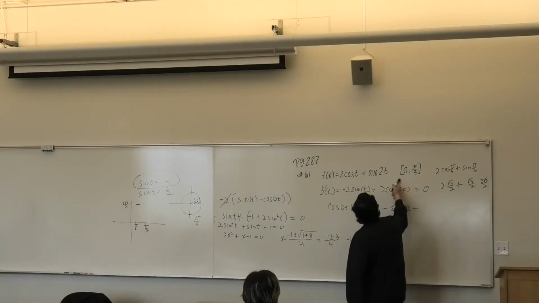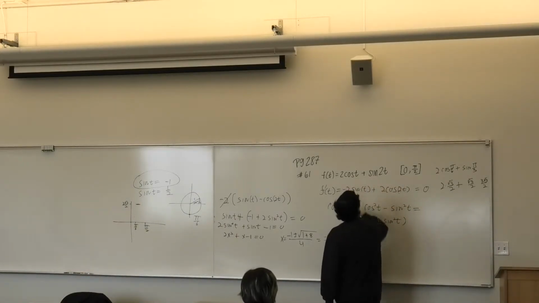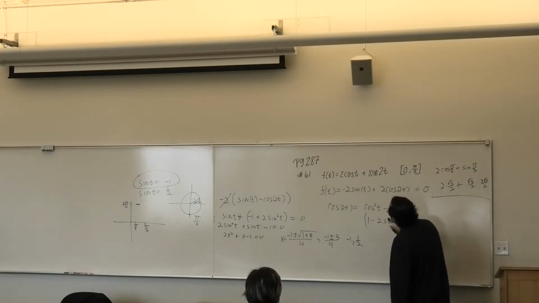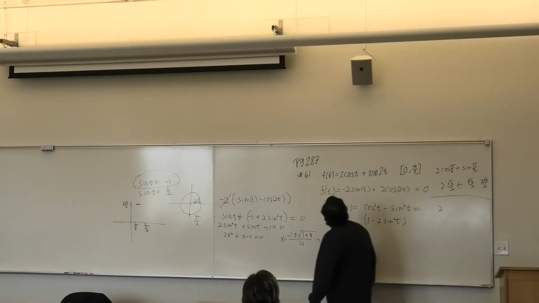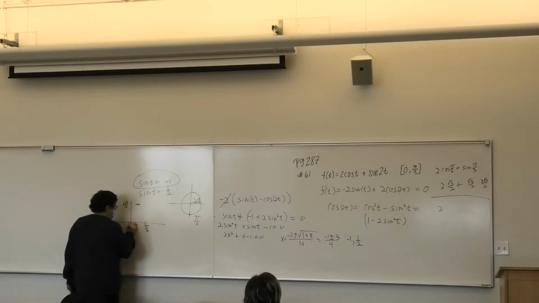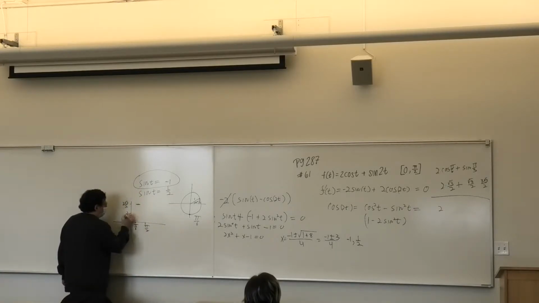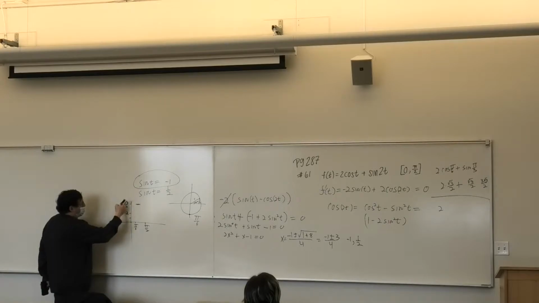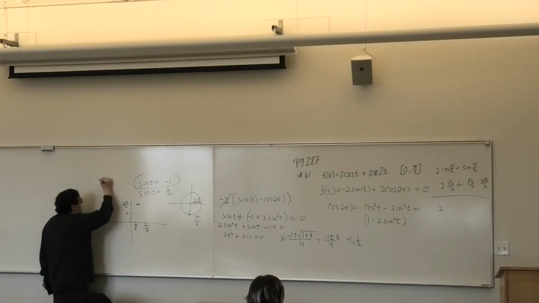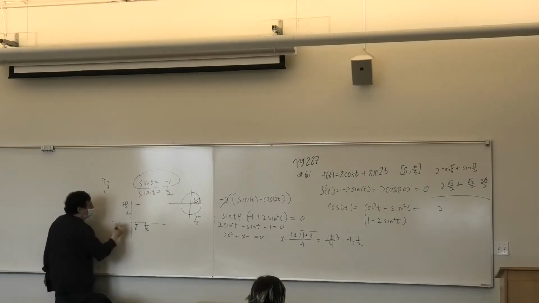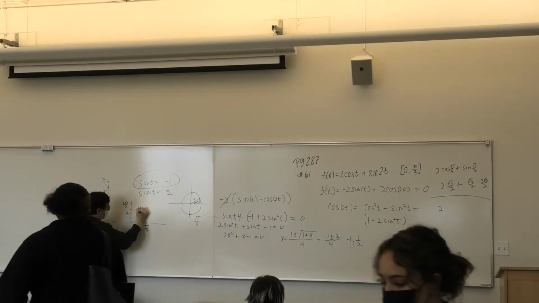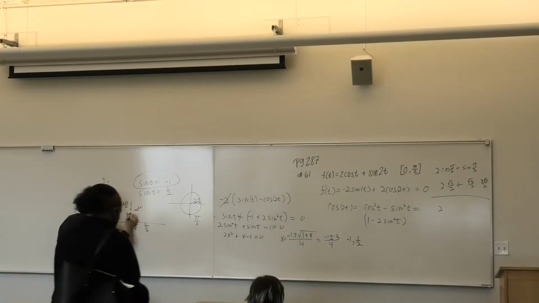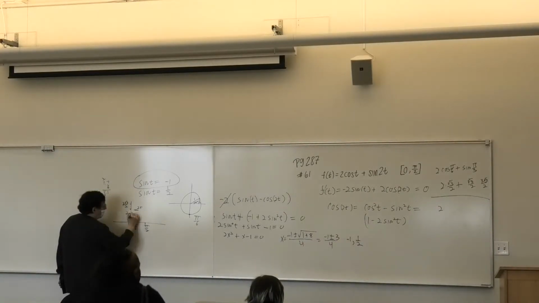We want to find out the endpoints. So cosine of 0 is 1, so this is 2 plus 0. So at 0, this is going to be 2. So now I actually want to know what this is. So 3 times 1.7, divided by 2, 2.5. Okay. So at pi over 6, it's about 2.5. At 0, it's 2. So we can kind of see what's probably going to happen.